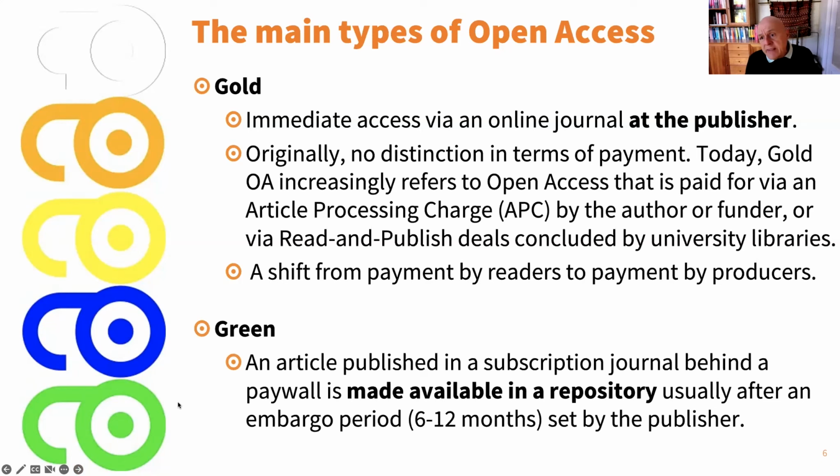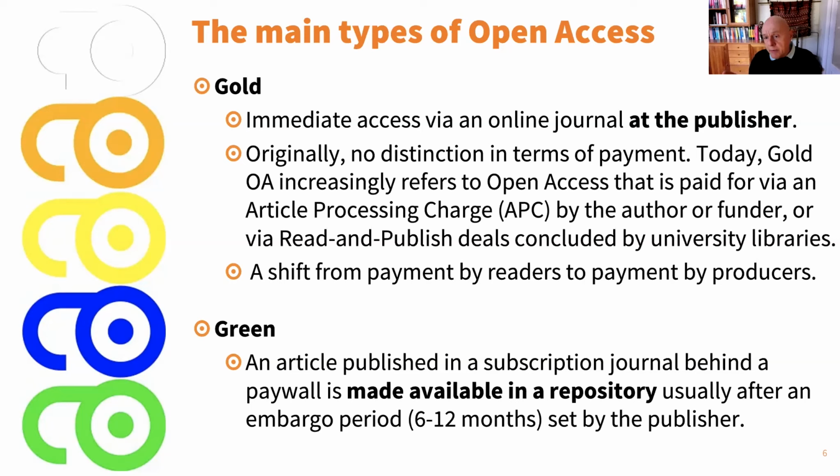So next up is green open access. Green open access is about articles that are published in old-fashioned subscription journals that are then made available by the author or by the university library of the author in a repository. And a repository is usually an institutional repository. And these articles are made available in the repository, usually after an embargo period, 6 to 12 months after the publication set by the publisher.